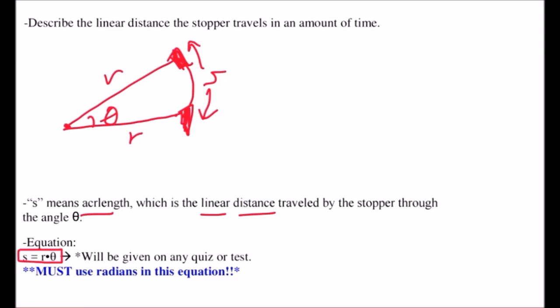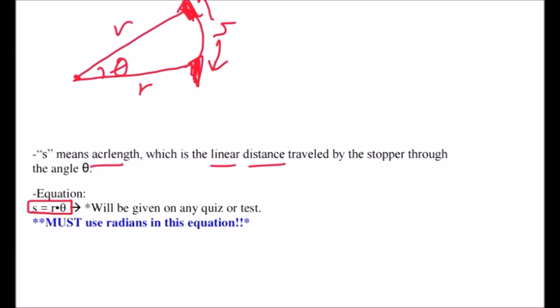Remember, I said if we're going from a linear or translational system to a polar system, it's going to be an R times an angle, right? So the linear distance, S, is equal to R times theta. On the left-hand side of that equation, linear stuff. On the right-hand side of that equation, polar stuff.